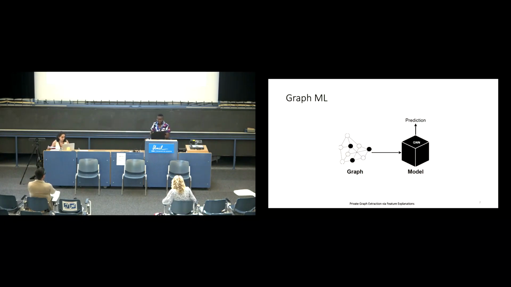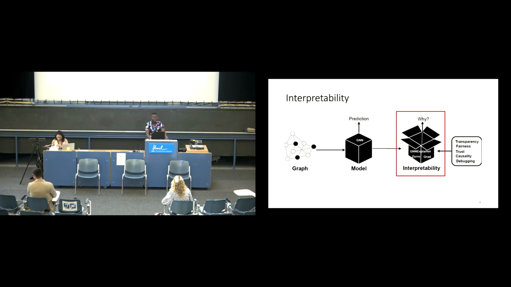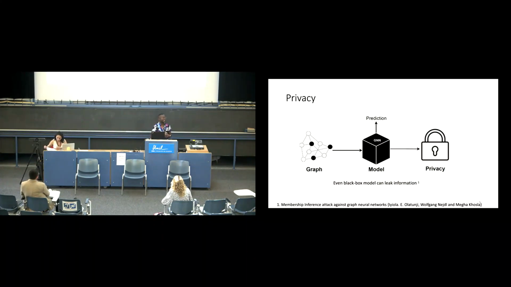In a typical graph learning task, you input your graph, and after inputting the graph, you get a prediction. Now there are two schools of thought. The first is interpretability, where the goal is to understand the reason why a model is making a prediction, which is in the direction of transparency, fairness, and trust. The other school of thought is that of privacy, where you don't want to leak unintended information, so you try to protect everything as much as possible.